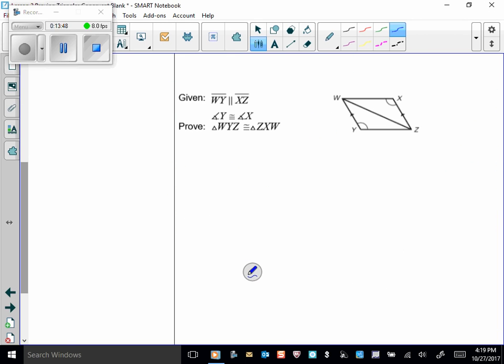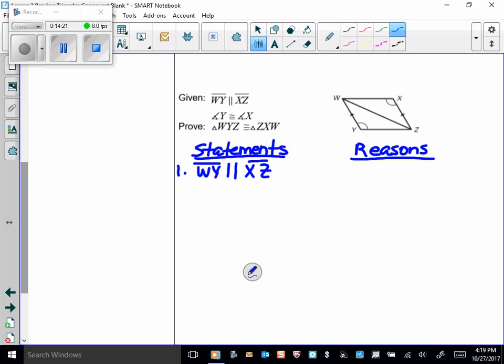Okay, let's do another one, and then I'll let you do the last one by yourself. It's probably the best one anyway. Okay, here we go. Statements. Reasons. If you want to pause and try this by yourself, that's excellent. Go for it. WY is parallel to XZ, and angle Y is congruent to angle X. All that's given. So parallel lines, I'm going to highlight those like I like to do.